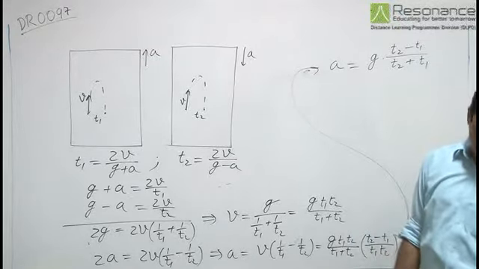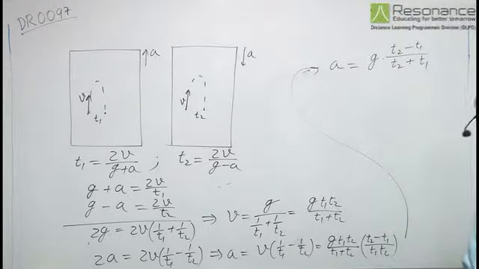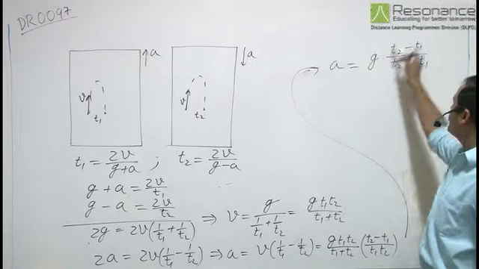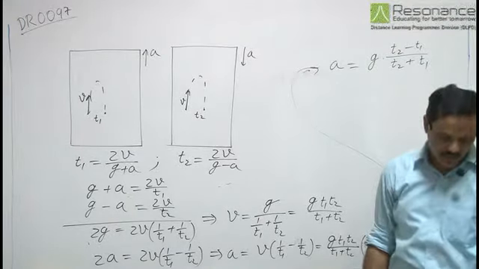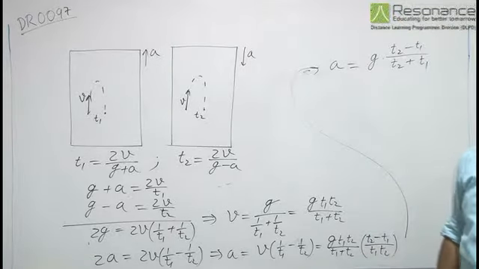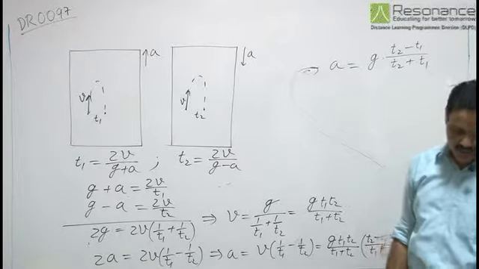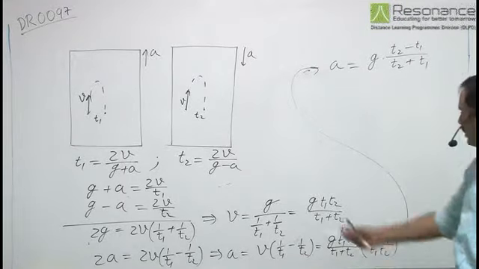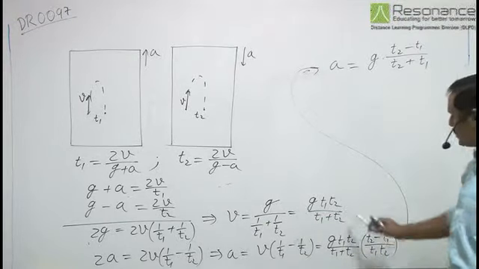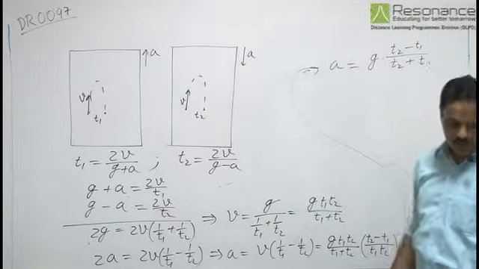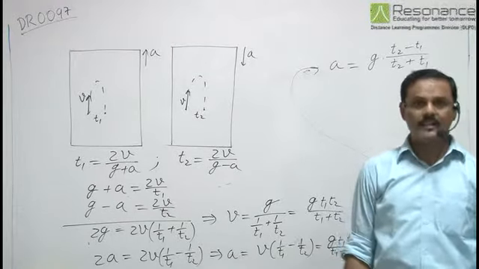C says the acceleration of the lift is g t2 minus t1 by t1 plus t2. The acceleration we found is g t2 minus t1 by t2 plus t1. C is the correct option. And option D says the velocity of the ball relative to the man is g t1 t2 by t1 plus t2, which we already obtained, v equal to g t1 t2 by t1 plus t2. So option D is also correct, and the correct answers are A, C and D.